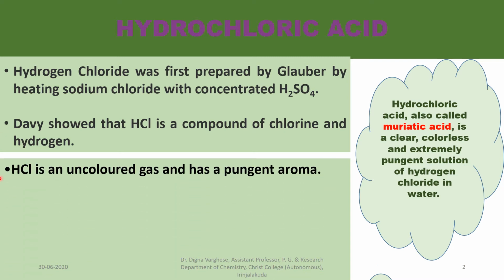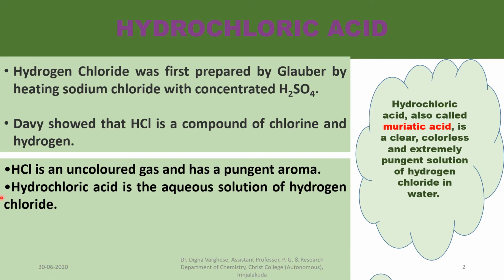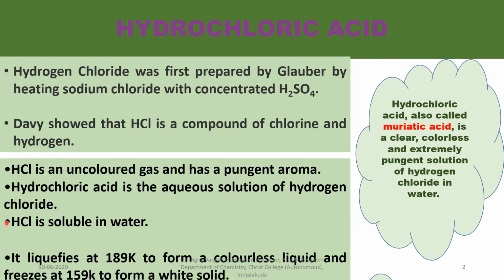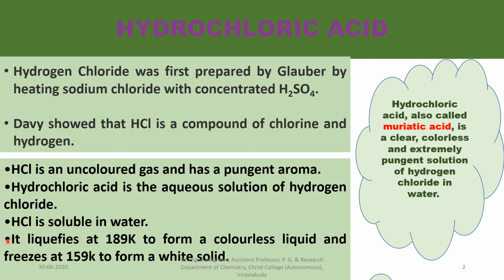HCl is a colorless gas and has a pungent aroma. Hydrochloric acid is the aqueous solution of hydrogen chloride gas. Hydrogen chloride is soluble in water. It liquefies at 189 Kelvin to form a colorless liquid and freezes at 159 Kelvin to form a white solid.